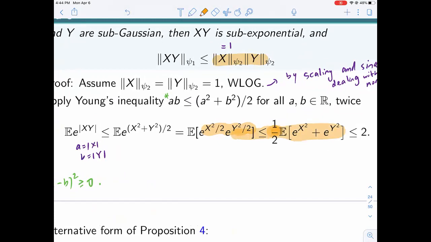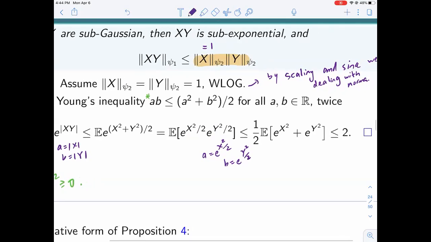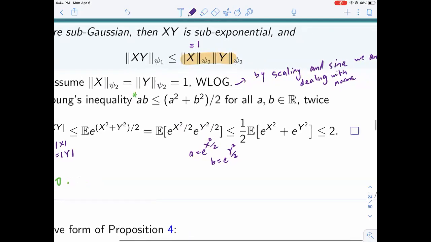So why is this true? Apply again? Yes, we apply again with a being e to the x squared over 2 and b being e to the y squared over 2. Apply the same inequality. And then there is this last inequality, which is true. Why? Because we assume that their psi 2 norm is 1.